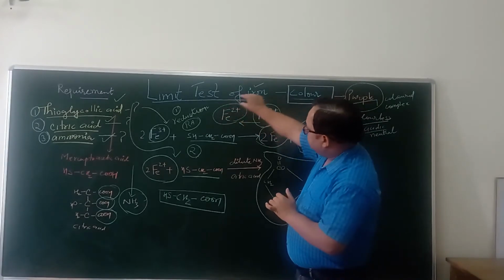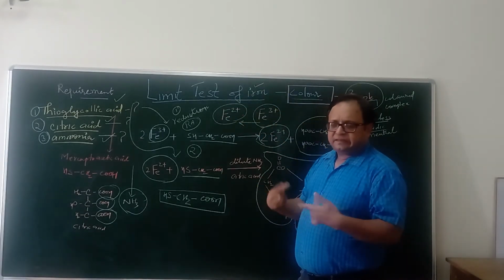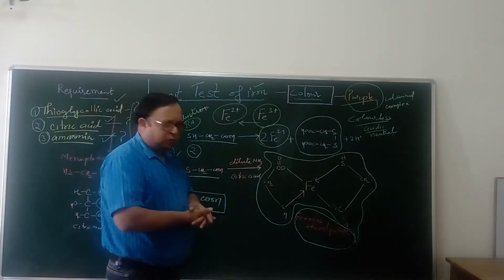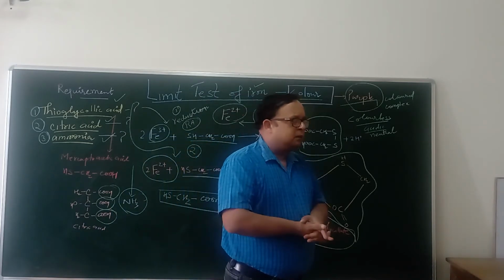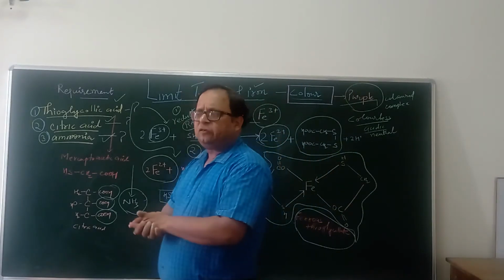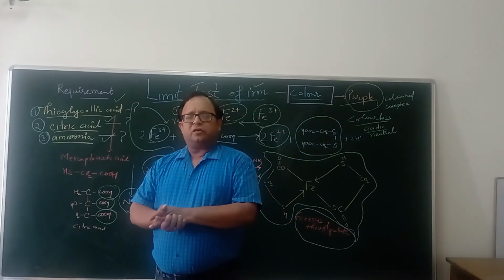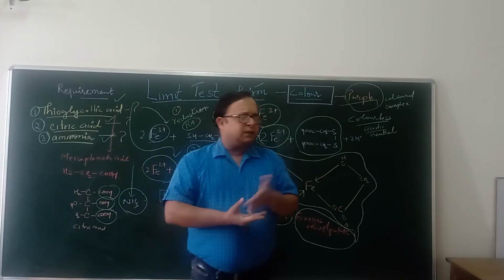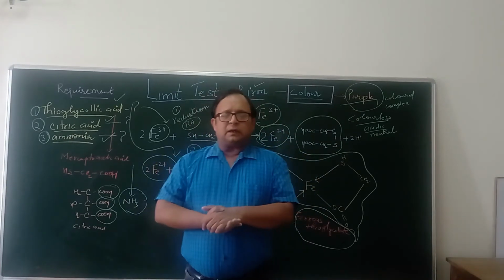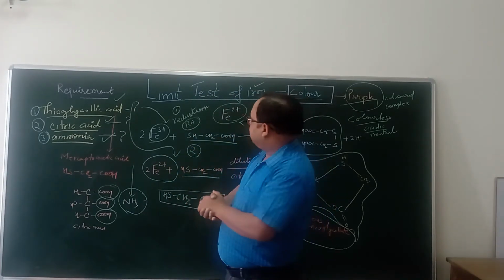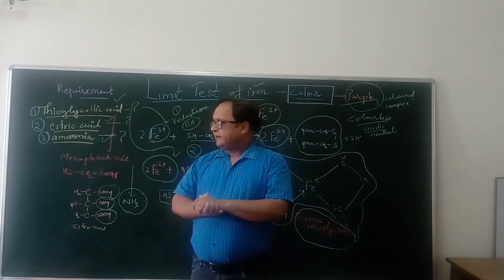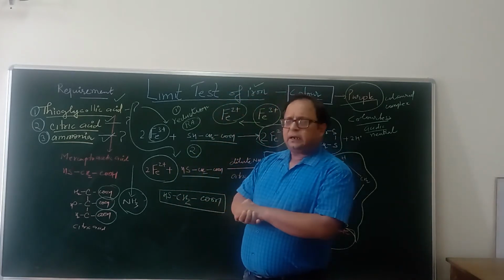Now we can define the limit test of iron in a single statement: the limit test of iron depends on the reaction between thioglycolic acid and iron in the presence of ammonia and citric acid. So let me recall it once more. The limit test of iron depends on the reaction of iron with thioglycolic acid in the presence of citric acid and ammonia.